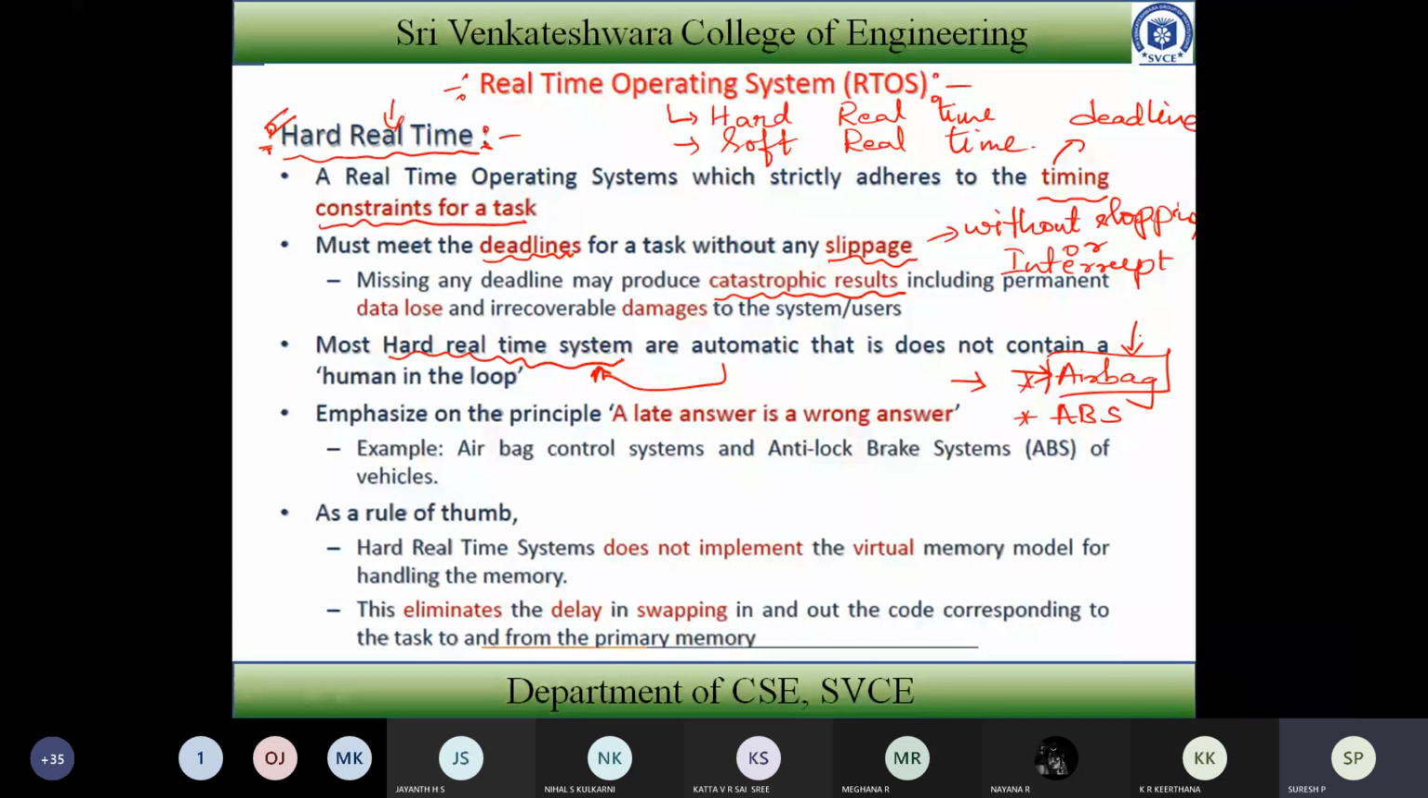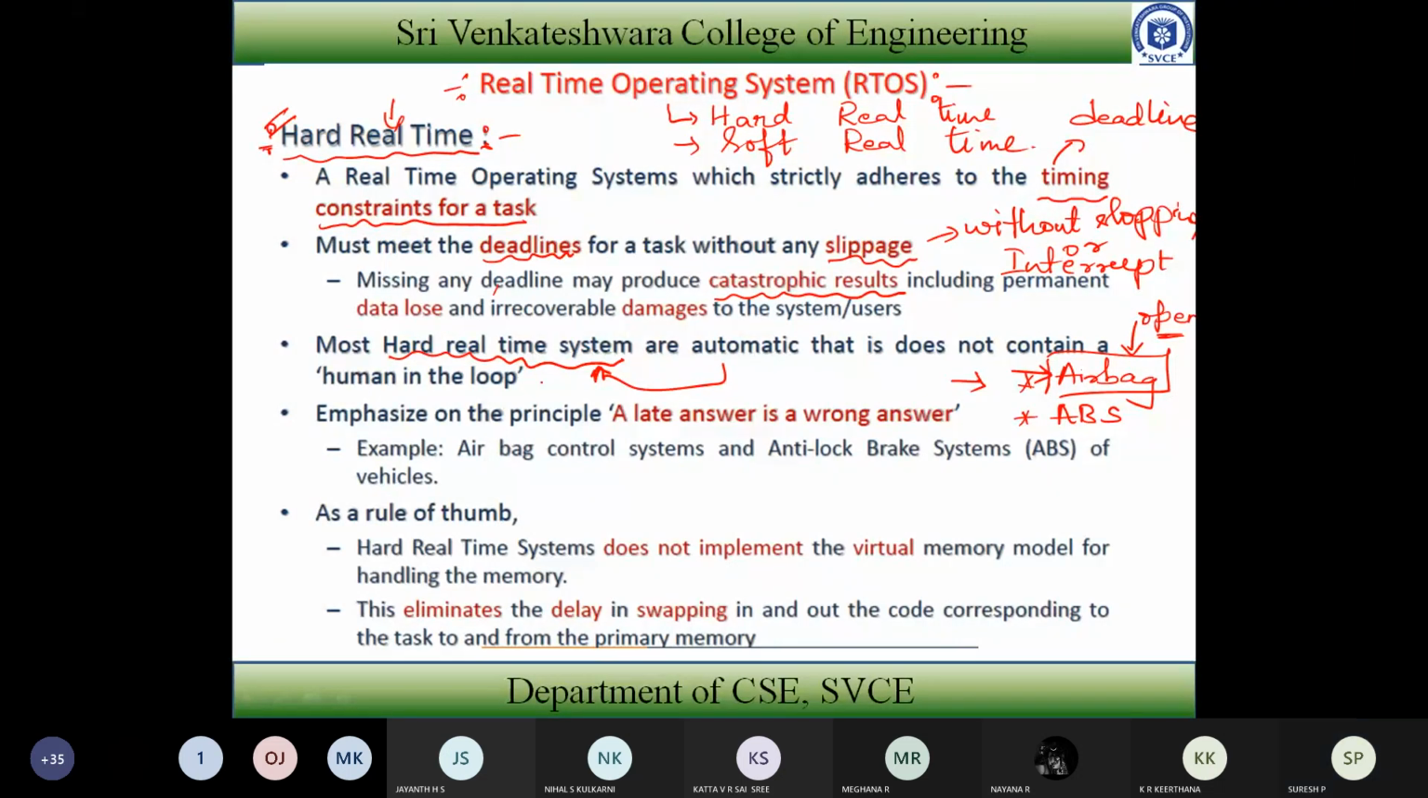Now if it is not opening within this particular period of time, you are going to have a catastrophic result. That means irrecoverable damages. The driver sitting in the front seat may die, or may lose a leg or hand. Some catastrophic result is going to happen, which means great damage, if that event is not created within that period of time.